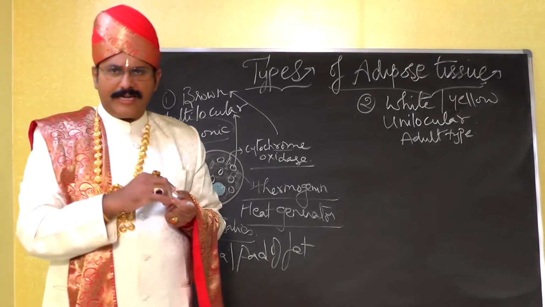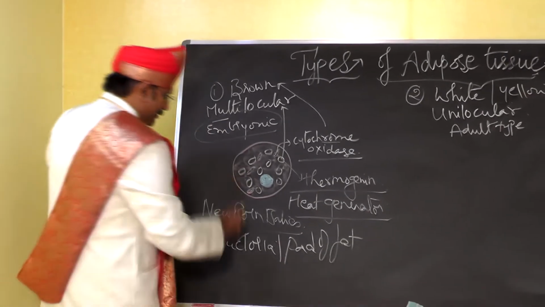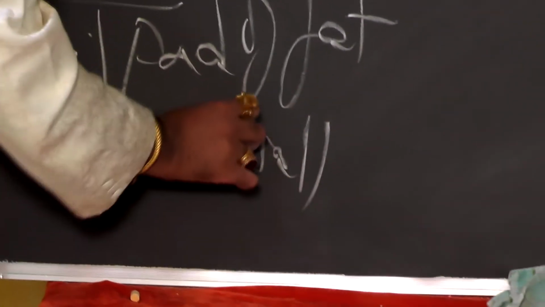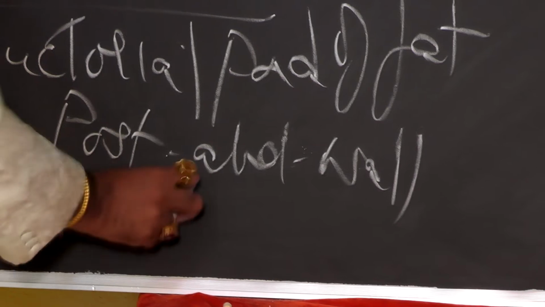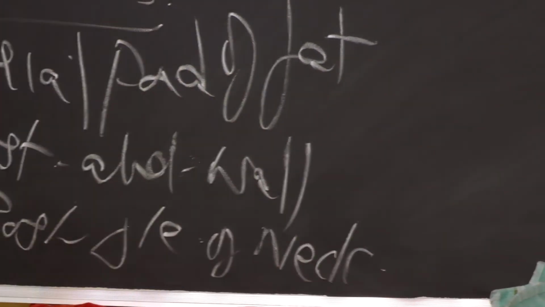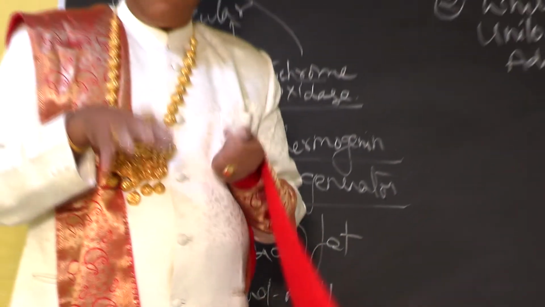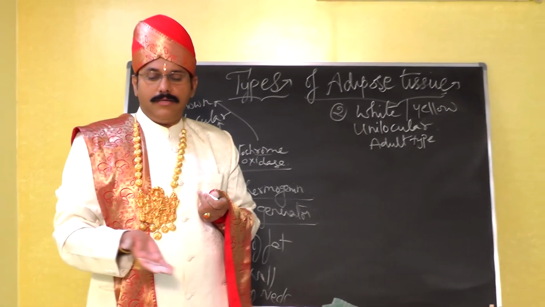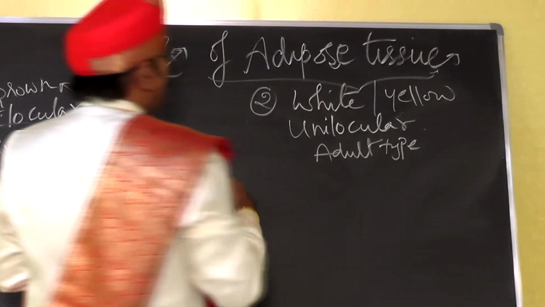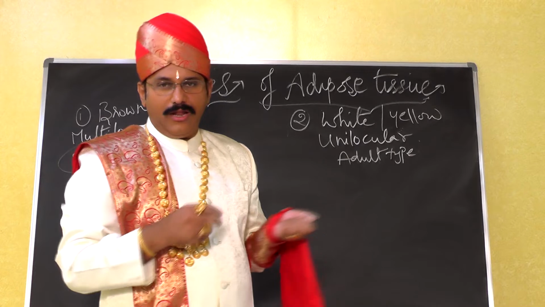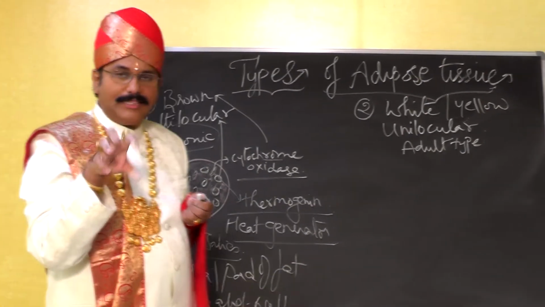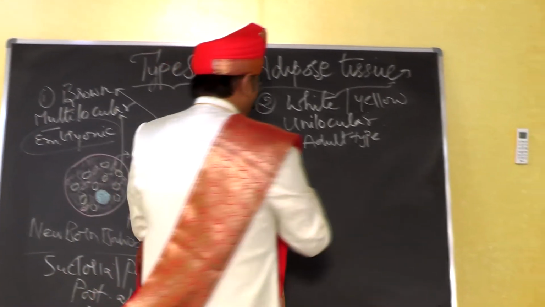In adults also brown fat is present. Where? It is present in the posterior abdominal wall, or again in the posterior triangle of the neck. In the posterior triangle of the neck, there is some brown fat present. As the child grows up, this brown fat transforms itself into the white or yellow fat, the unilocular type, where these small fat droplets unite together and form one single large droplet.